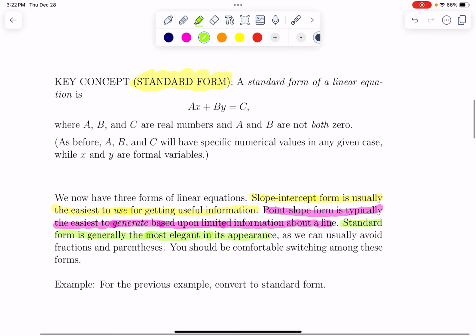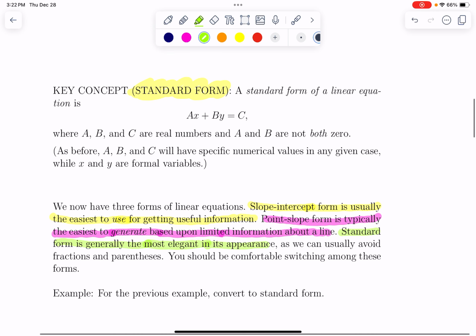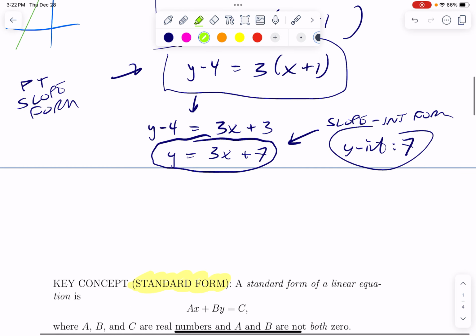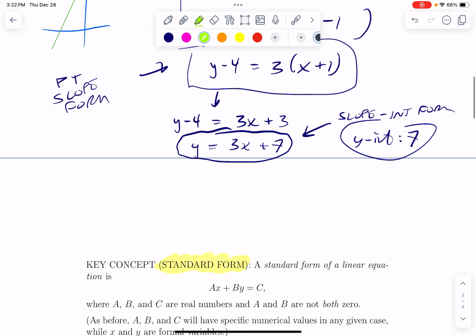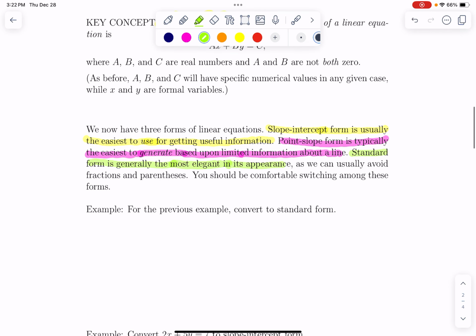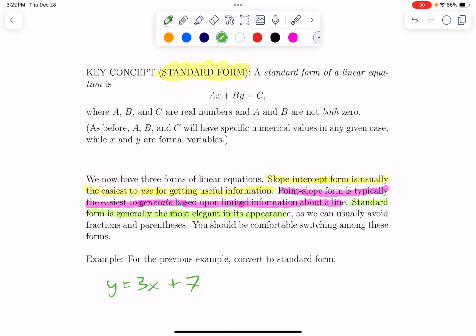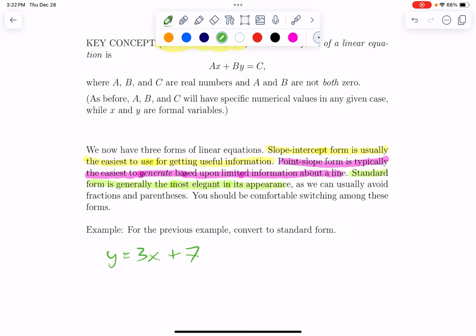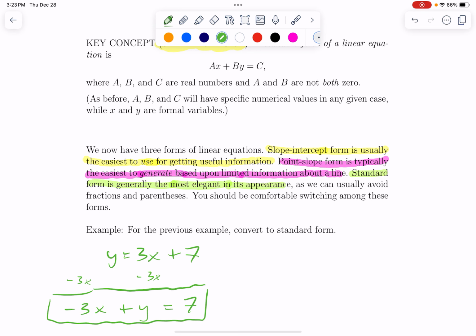So as an example, let's convert to standard form, right? We want to be comfortable converting between these. So this previous example was y equals 3x plus 7 after we changed it. So y equals 3x plus 7. In standard form, we want the x's and y's on the same side of the equation and then a number on the other side. So what we could do here is subtract 3x from each side, and we would have negative 3x plus y equals 7. It might not look natural to start with a negative like that, but that's fine.